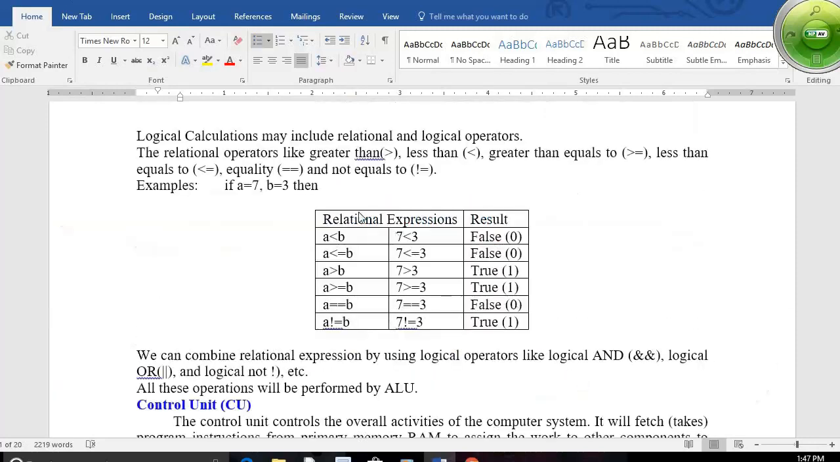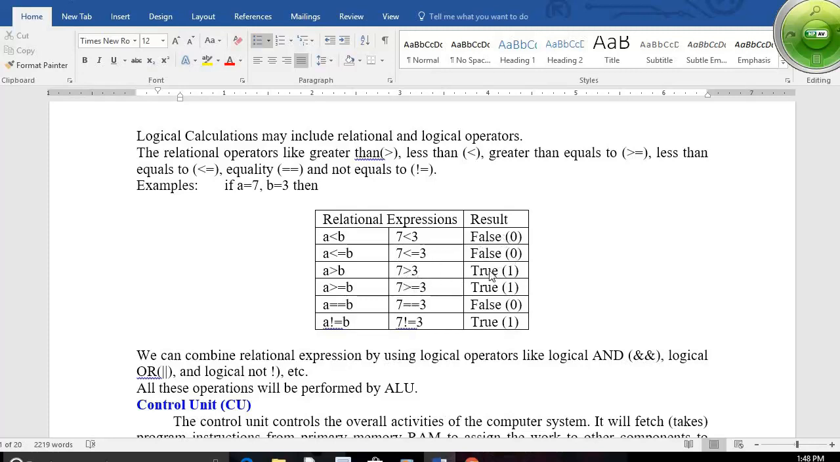That's all. Next, logical calculations may include relational operators and logical operators. Relational operators help us to find the relationship between two values. What is the relationship between 7 and 3? 7 is less than 3? No, false. For the computer, false means 0. True means any non-zero value, not only 1. 7 is equal to 3? No, false.